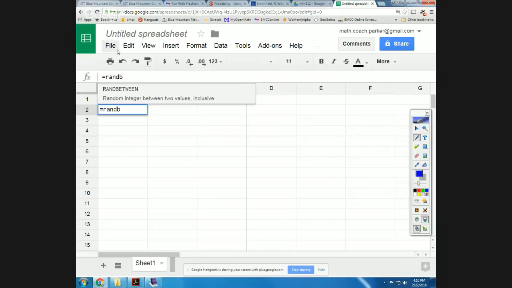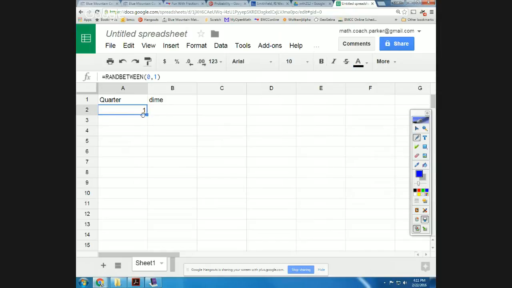What RANDBETWEEN does is it picks an integer. Anyone remember what an integer is? Is the square root of 2 an integer? No. Is 1/2 an integer? Whole number? Opposites. They're opposites, like -1, -2, 1, 2, or 0, right? So if I choose RANDBETWEEN, and I say, give me a random number between 0 and 1, it'll either give me 0 or 1. Those are the only options here.